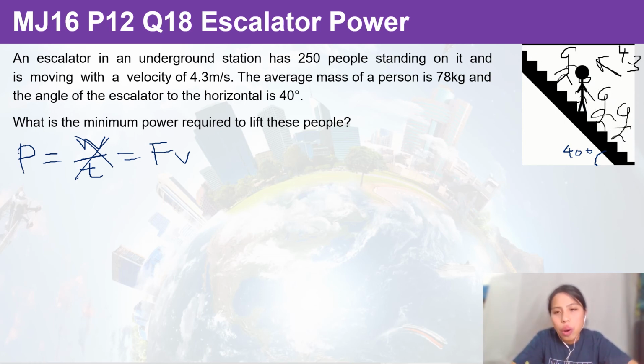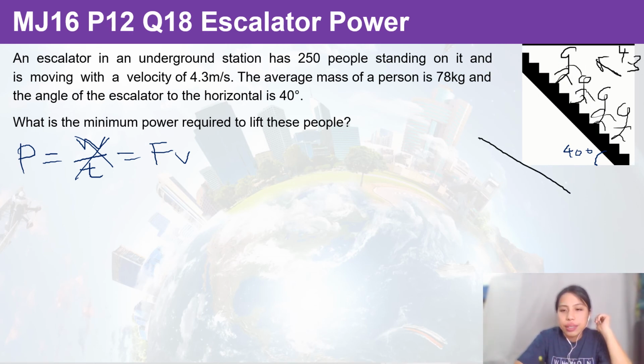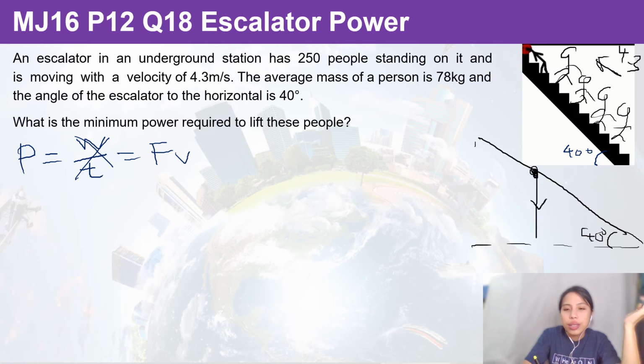How do we find the force that this escalator has to counter? Well, let's think of it this way. If I simplify this a bit, and I say this is an inclined plane of 40 degrees, and the total mass or total weight of all these people is going to be what? What's that thing called? mg.